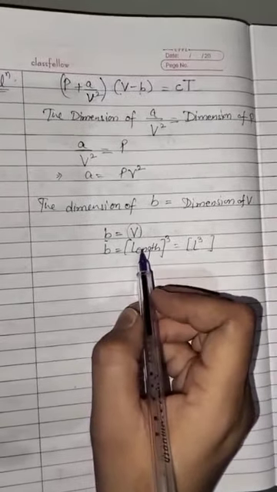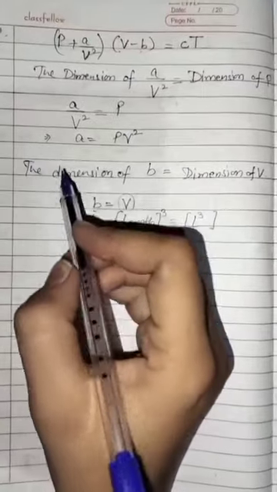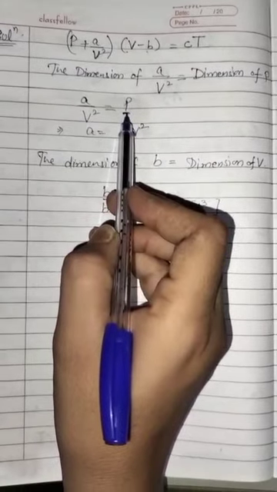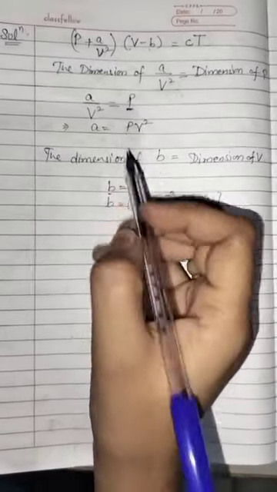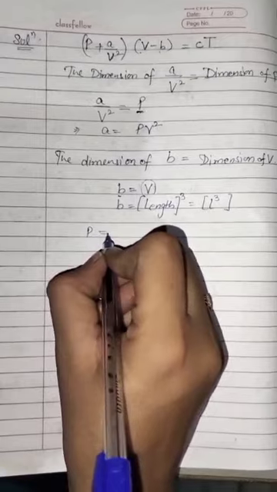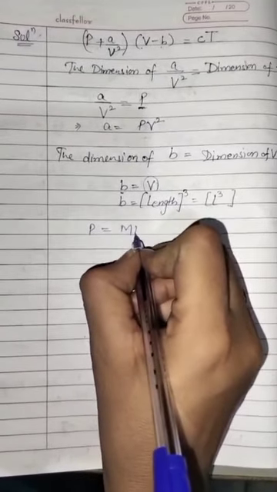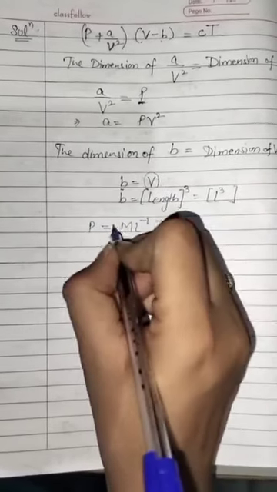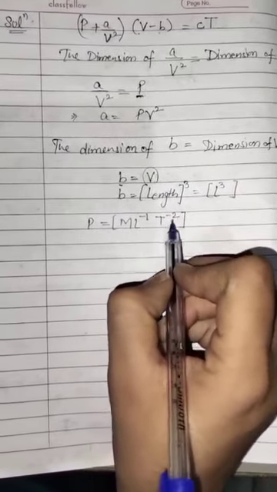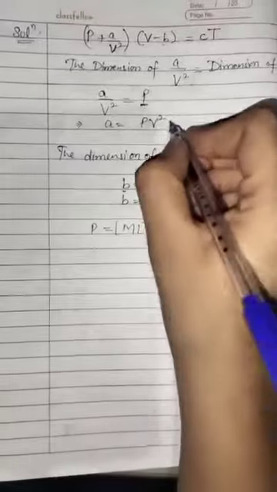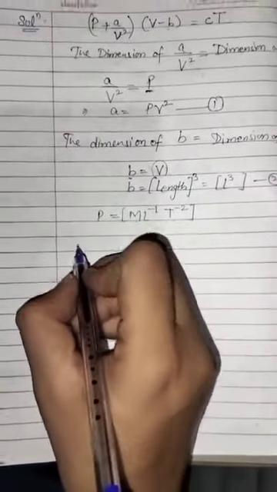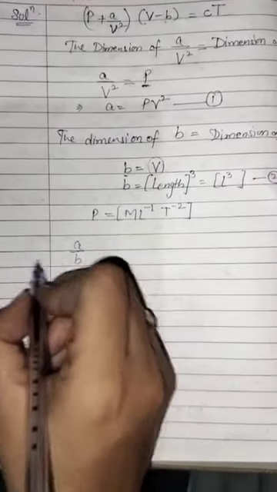As we already found the dimension of pressure in the last video, if you have not watched my first video, then please visit it first. We found the dimension of pressure is M L⁻¹ T⁻², since pressure is always force upon area. Thus we have the value of P. In the question we have to find the dimension of A by B.